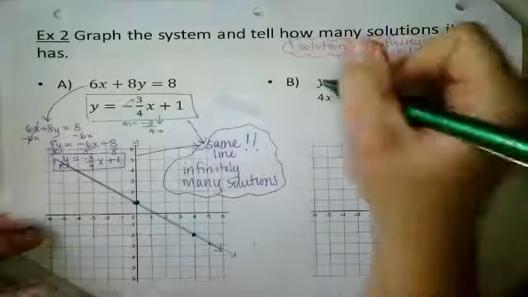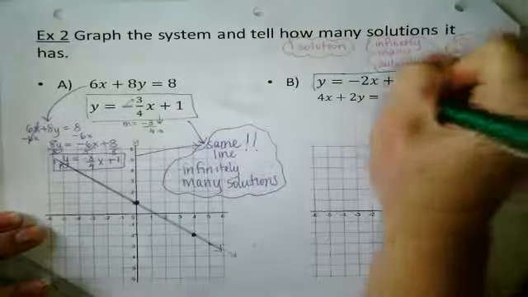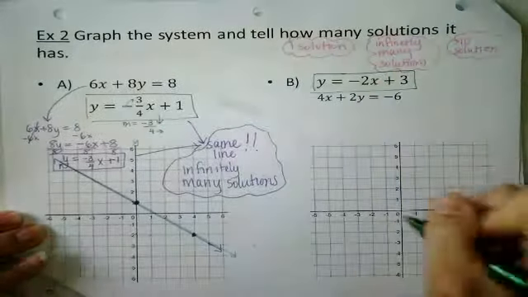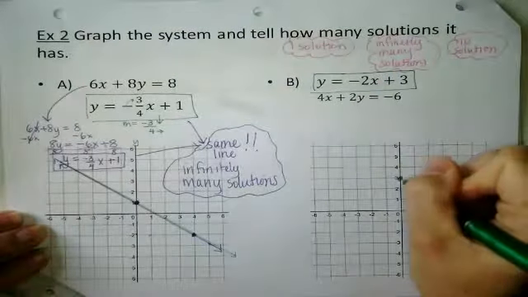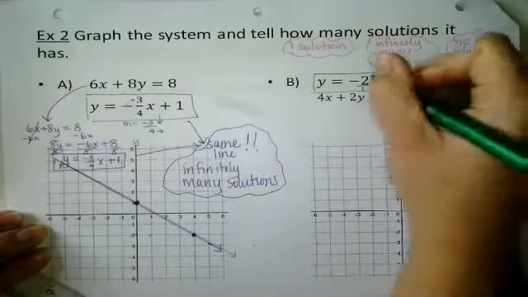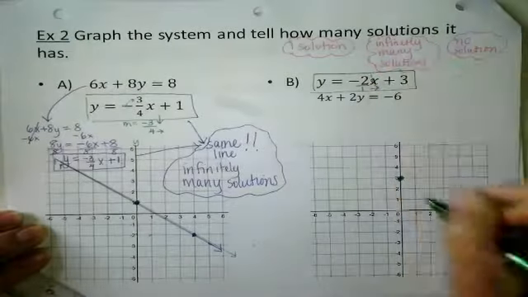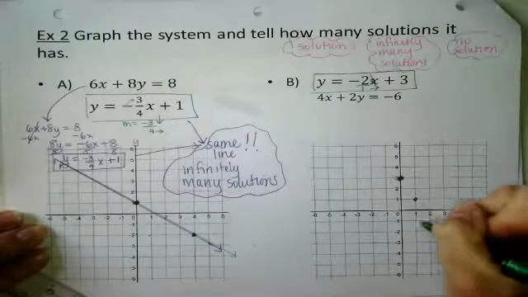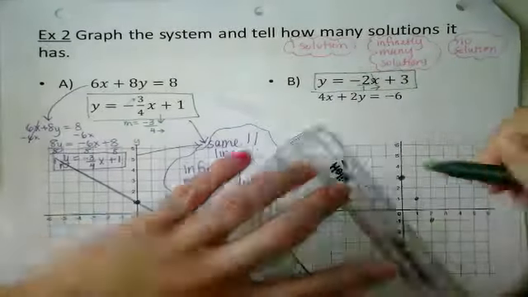All right, I'm going to go ahead again and graph this easy one that's already in slope-intercept form. So I get y equals 2x plus 3, so it has a y-intercept of 3. And in this case, the slope is up 2 and right 1. So up 2, right 1.